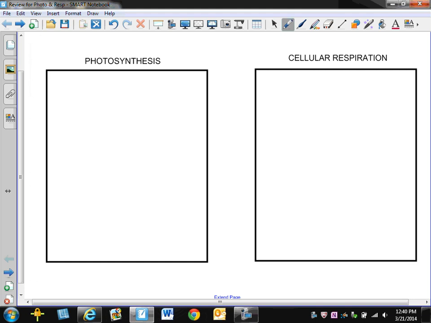So, tell me something about photosynthesis. Okay, it needs water. What else? It needs sunlight. What else? We need CO2. Okay, did we just basically give ourselves the equation for photosynthesis, at least the reactant side?